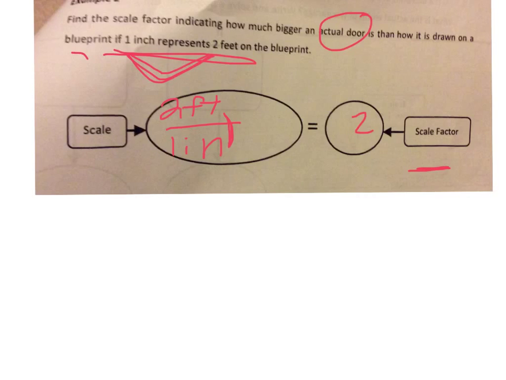So I'm going to go ahead and change this top number. 2 feet is the same as 24 inches. So we can go ahead now and do the top divided by the bottom. 24 divided by 1 is 24. So the door is 24 times as big as the blueprint. That makes a lot more sense. So if you had 1 inch on your blueprint, it would be 24 inches on your door.